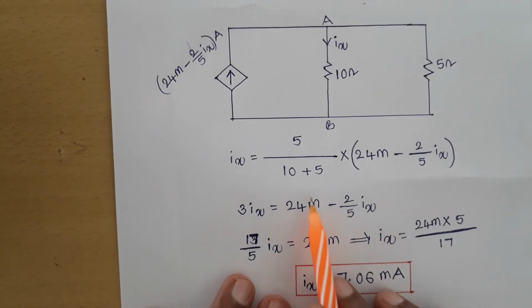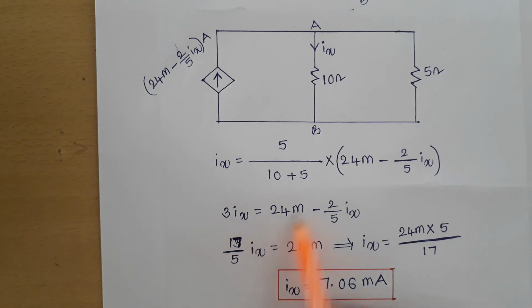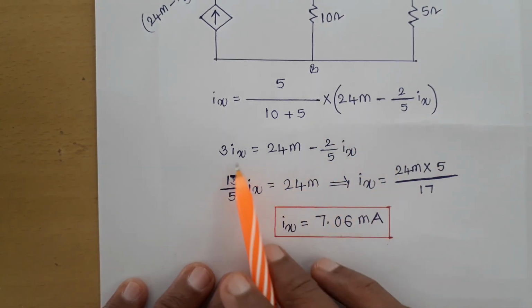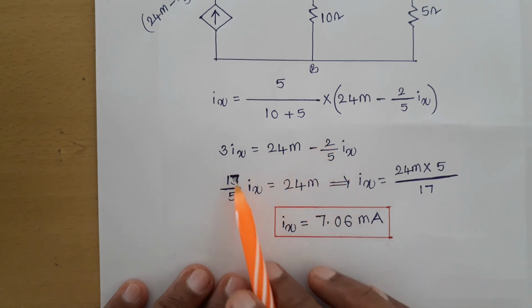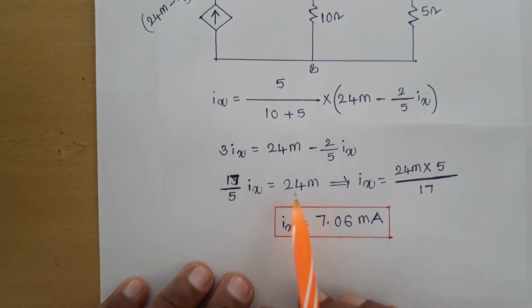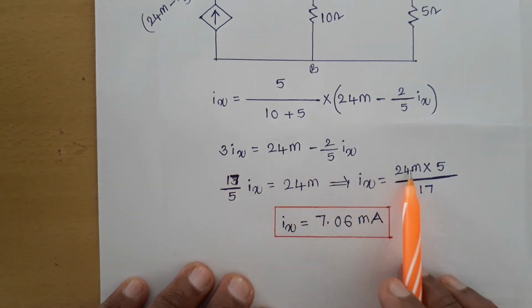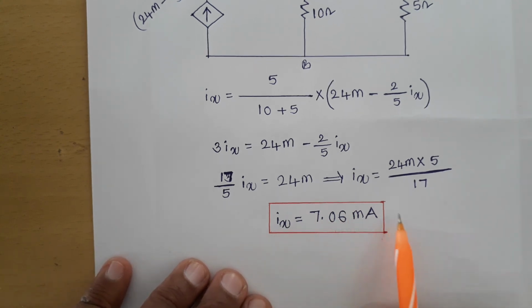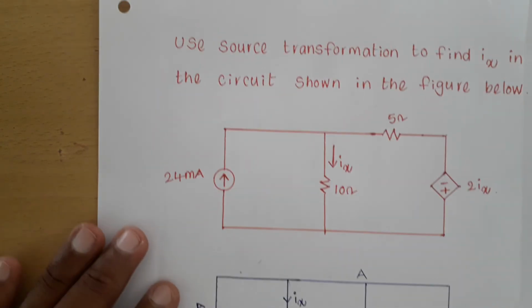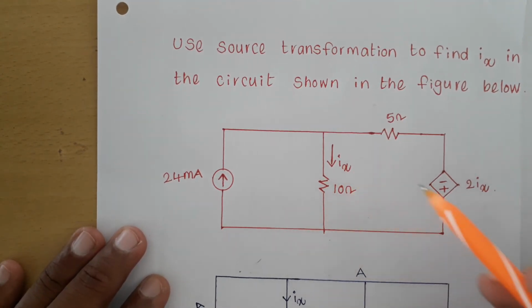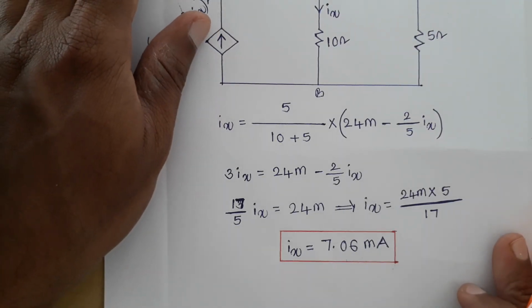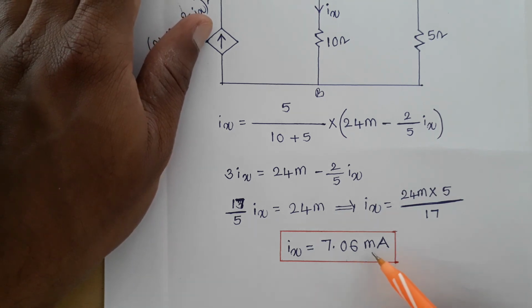Taking that 3 to the left hand side of the equation, we get 3 Ix equal to 24 milli minus 2 by 5 Ix. Bringing this minus 2 by 5 Ix to the left hand side, 3 is 15 by 5, plus 2 gives 17 by 5 Ix equal to 24 milli. So Ix equals 24 milli into 5 by 17. Finally Ix equals 7.06 milliamperes. So that is the current flowing in this 10 ohm resistor: 7.06 milliamperes.